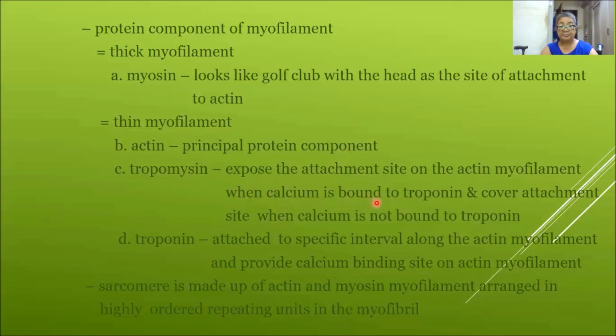But when calcium is absent, the tropomyosin will cover the site, because calcium is not bound to troponin. Then troponin is attached at specific intervals along the actin myofilament and provides the calcium binding site on the actin myofilament.